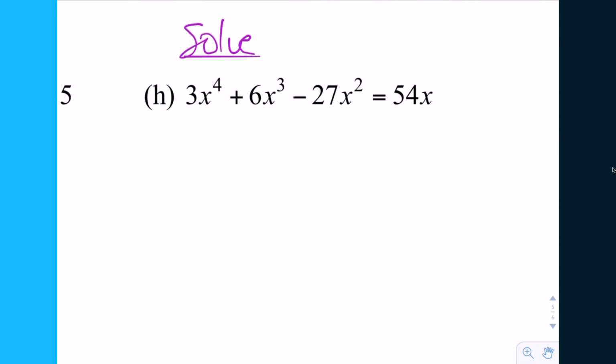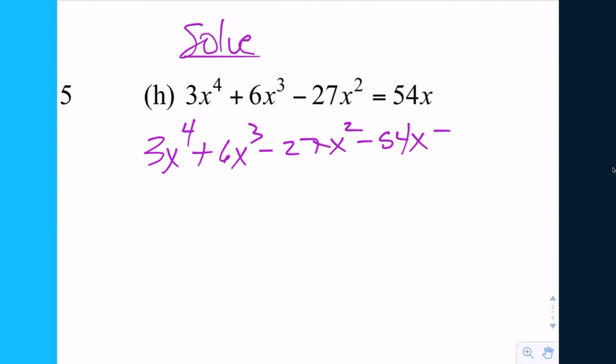So let's go ahead and get everything on one side. Set it equal to 0. 3x to the 4th plus 6x cubed minus 27x squared minus 54x. And now it equals 0. Don't forget to keep it equal to 0. It was already in descending order. Next step, common factor. 3x. Very good. Leave the 3 there. Don't divide through. Just leave it there.